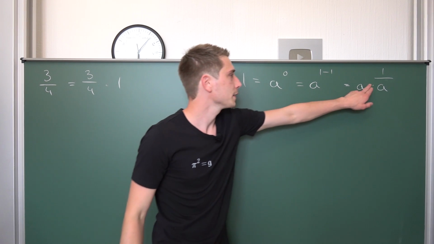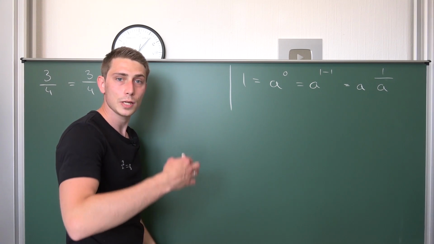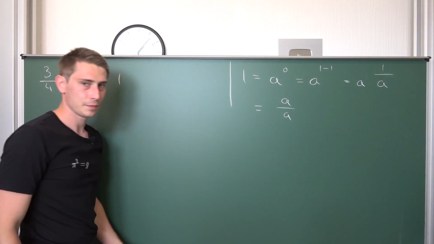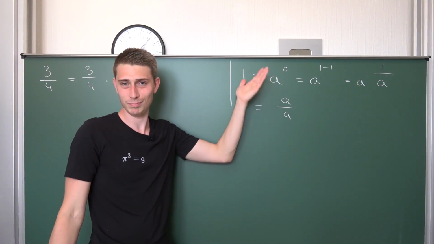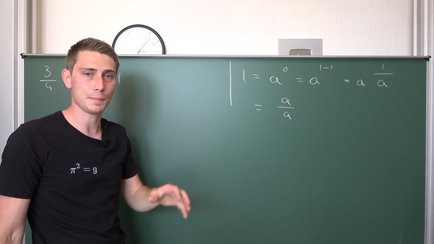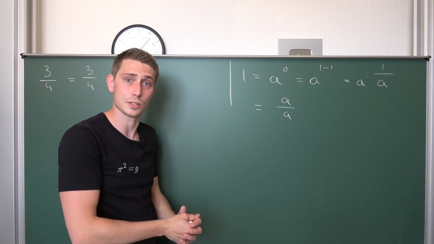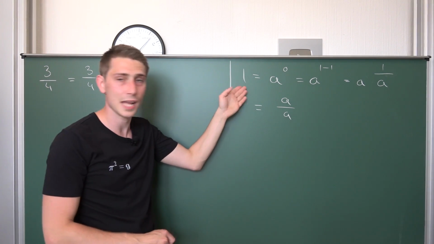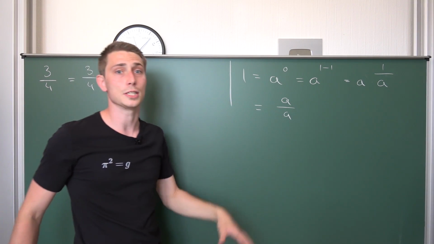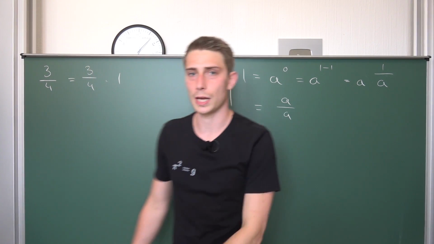Meaning what we have here, this 1 is nothing but a times 1 over a, and we can rewrite this using fraction multiplication as a over a. Meaning a 1 is, for example, 3/3. If you cut your apple pie into 3 pieces and you just let them rest on the table, this is just going to be 1 apple pie. 7/7 is just 1. 1,000/1,000 is just 1. 1,000,000,000 over 1,000,000,000 is just 1. And this is what we are going to apply here.